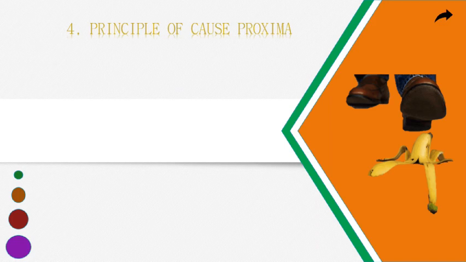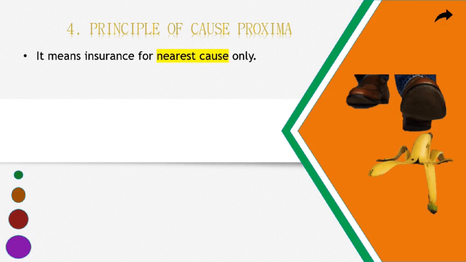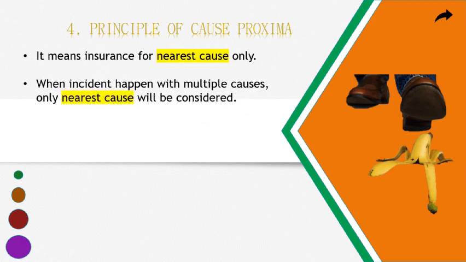Principle of causa proxima. Here the word causa proxima means nearest cause only. An accident may be caused by more than one cause. In case property is insured for only one cause, in such case the nearest cause of the accident is found out. Insurer pays the claim money only if the nearest cause is insured.